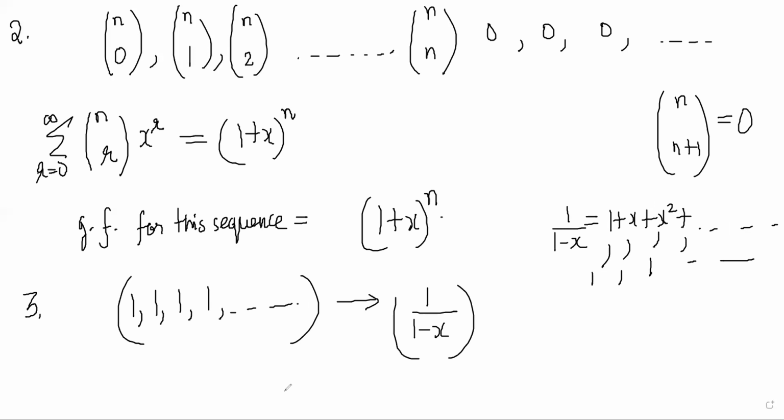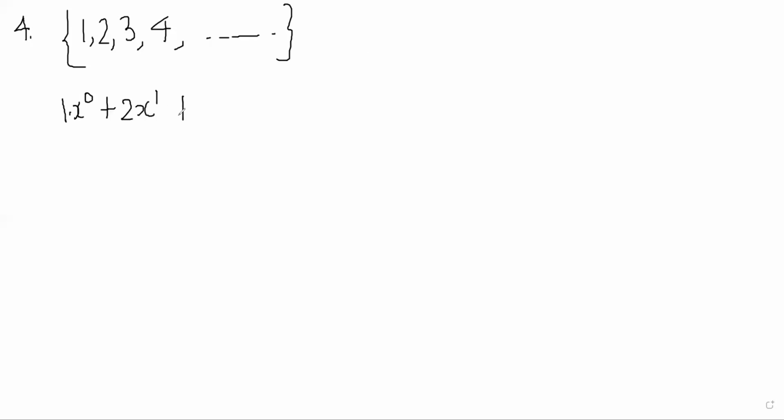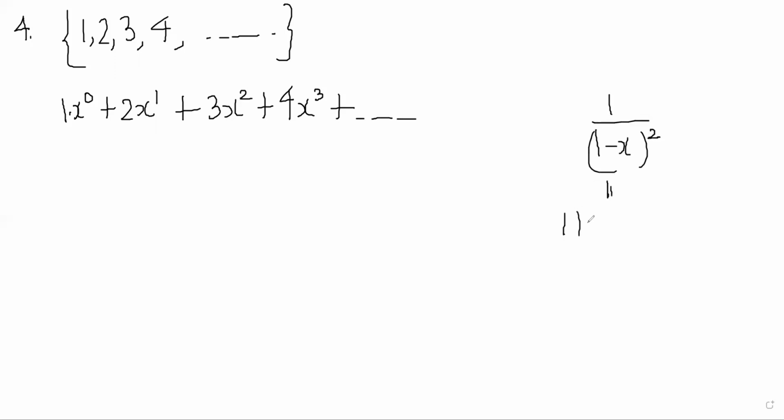And if you have the sequence, let's say this one, 1, 2, 3, 4, right? This is my sequence. So technically the series should be 1 into x^0 plus 2 into x^1 plus 3 into x^2 and 4 into x^3 and so on. And just now we saw earlier that 1/(1 - x) whole square has this expansion 1 plus 2x plus 3x^2 and so on. So the generating function here is actually just 1/(1 - x)^2, right? So I hope you're getting the idea of how we decide these generating functions, right?